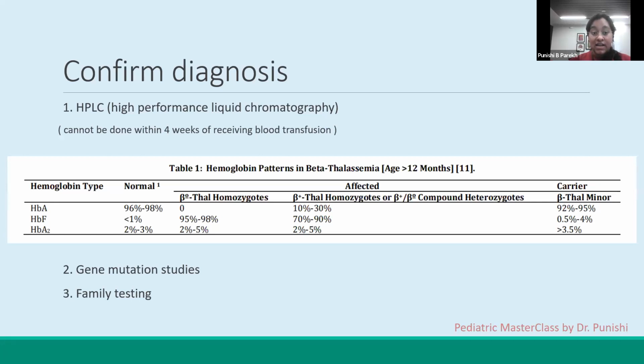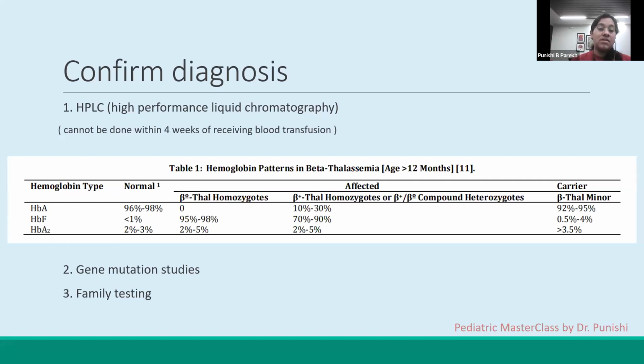HbF, which was as high as 90%, is hardly elevated over here. So this is how you differentiate a beta thal major from a beta thal minor, depending on the clinical presentation as well as the HPLC report. So this is what the report for this patient might look like, and this is what the report for their parents will look like. If the parents are carriers and she is a beta thal major, then this is what the report will look like. So this is again something that can be asked, and how do you interpret an HPLC?